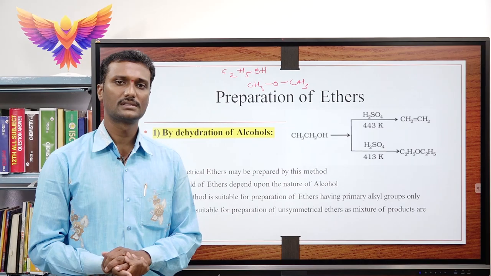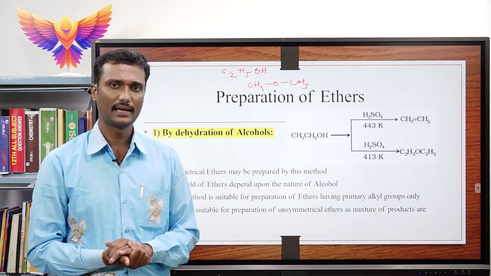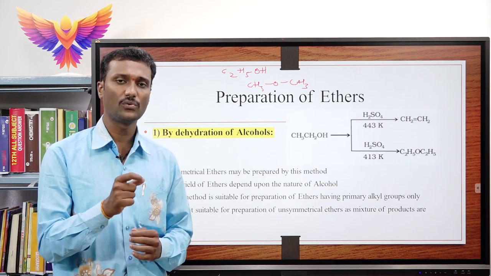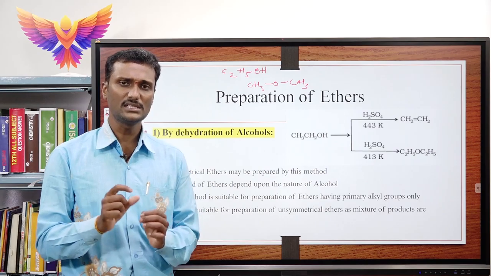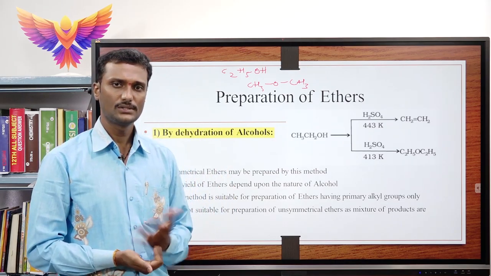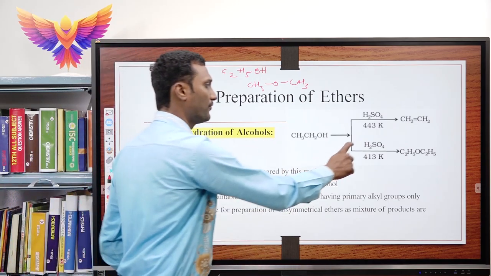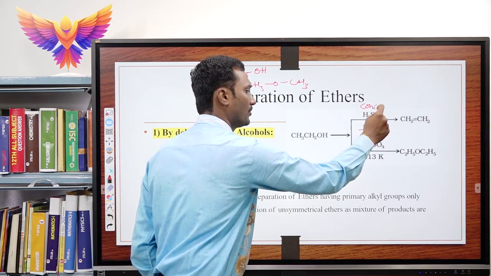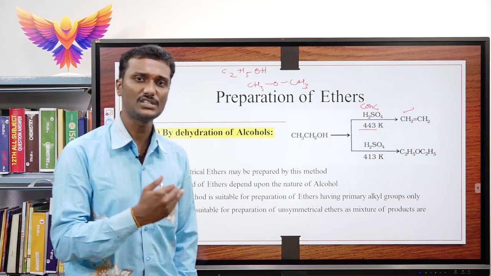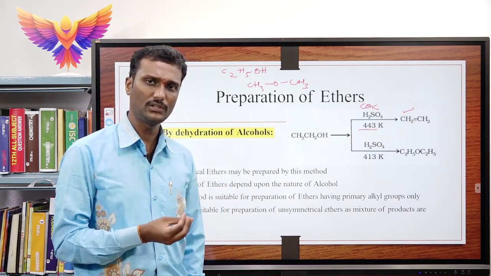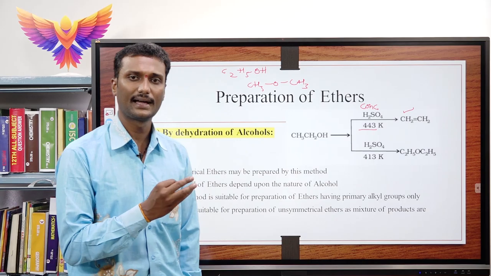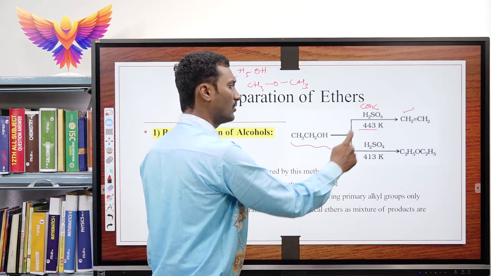Go back to the alcohol concept. We learned how to prepare alcohol by hydration of alkene following Markovnikov's rule, where the three steps take place in the presence of 443 Kelvin by adding concentrated H2SO4. So these are the general keywords to convert an alkene into an alcohol. Here also we have an alcohol. When you use 443 Kelvin in the presence of concentrated H2SO4, we get an alkene. In the alcohol chapter, we learned how to prepare alcohol by which process? Hydration of alkene. When you remove the water molecule from an alcohol, you get an alkene. That is the reverse process. So we learned both, hydration of alkene and dehydration of alcohol. So here also the dehydration of alcohol gives an alkene.